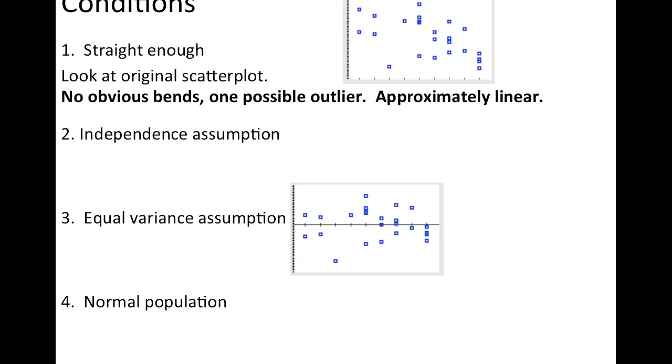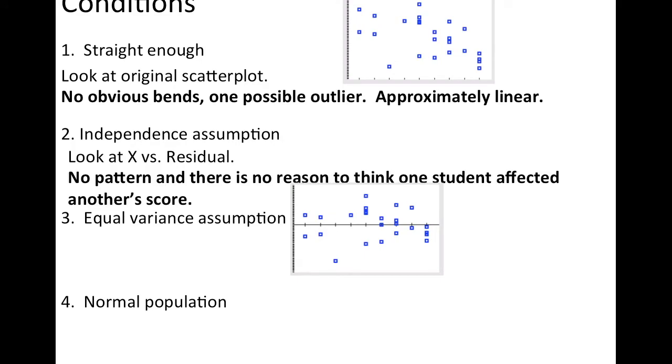For this one, we're looking at students' test scores. I'm going to assume students are not cheating. I'm going to assume whatever score one person gets, they will not affect the score of another person. So here we look at X versus the residual and there's no pattern, and there's no reason to think one student affected another student's score. So that condition is now satisfied.